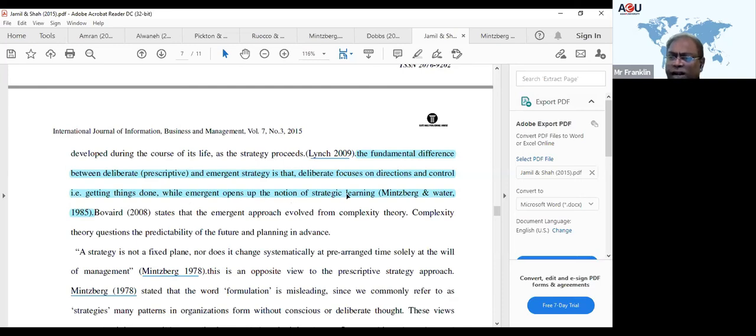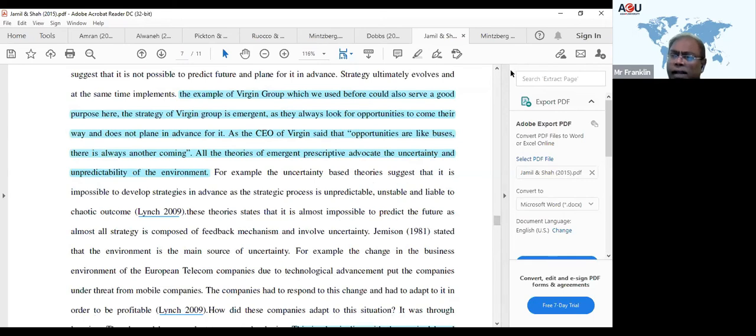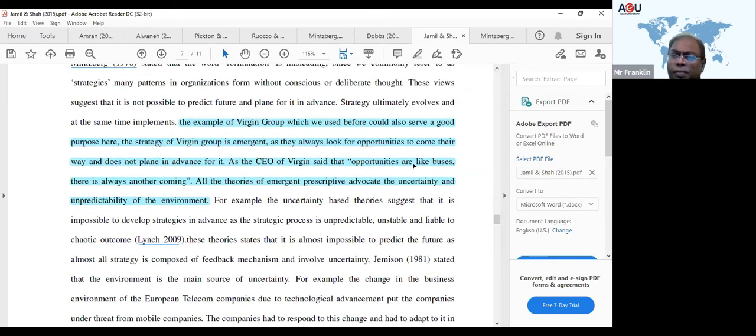Emergent opens up the notion of strategic learning. Remember, we talked about organizational learning? So here it is more onto the organization. It opens up organizational learning. This is where I highlighted: all theories of the emergent perspective advocate the uncertainty and unpredictability of the environment. So you can say this guy concluded that an uncertain and unpredictable environment is where you get emergent strategies.